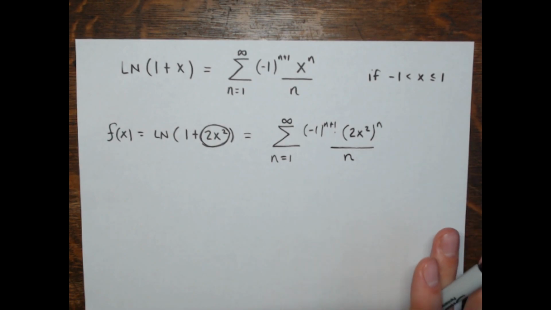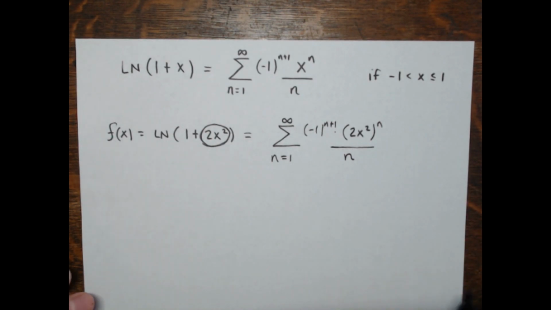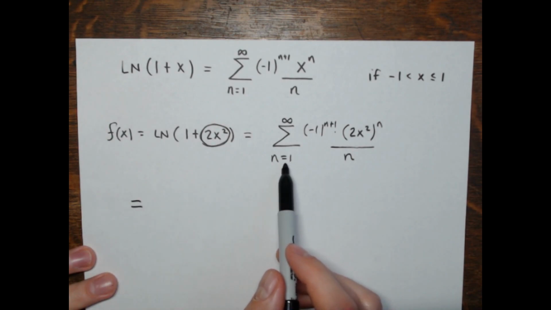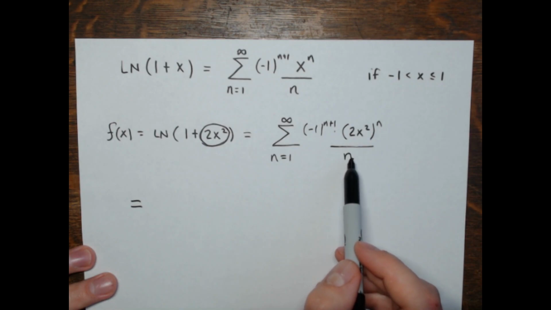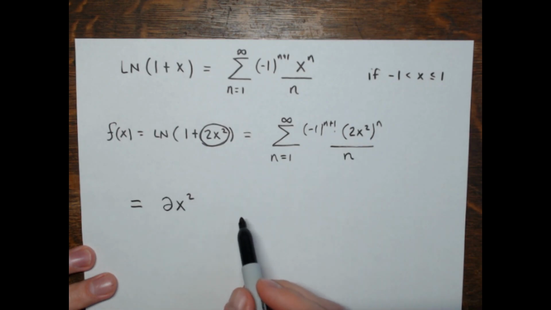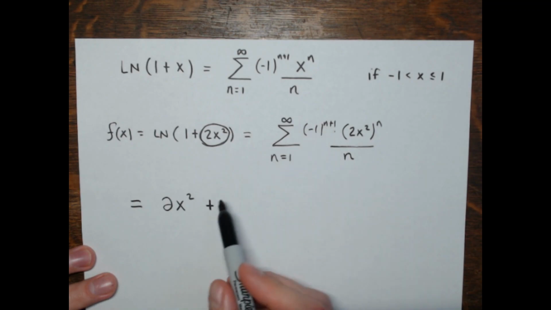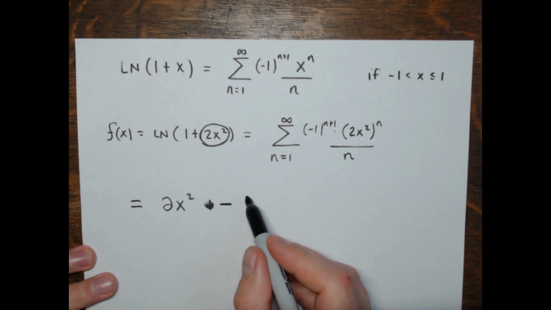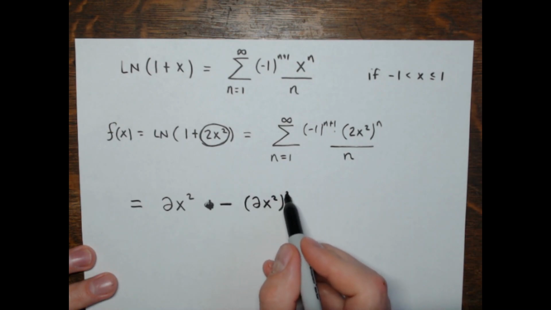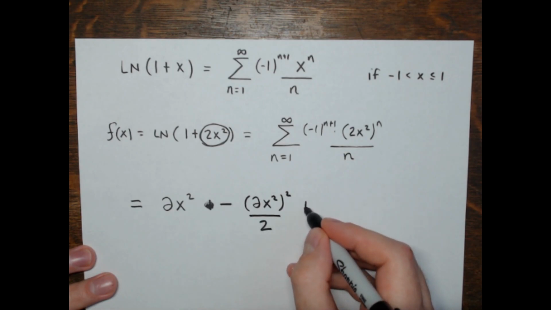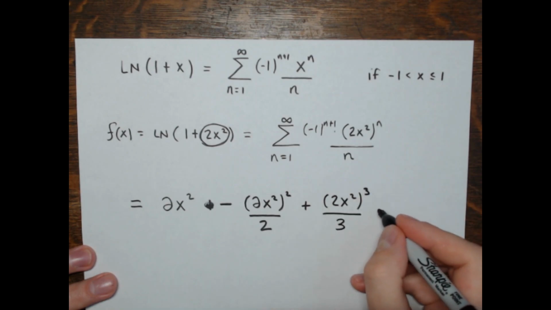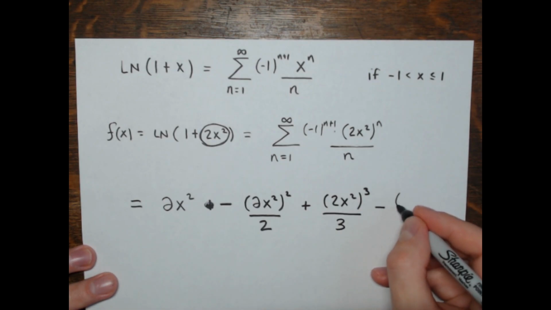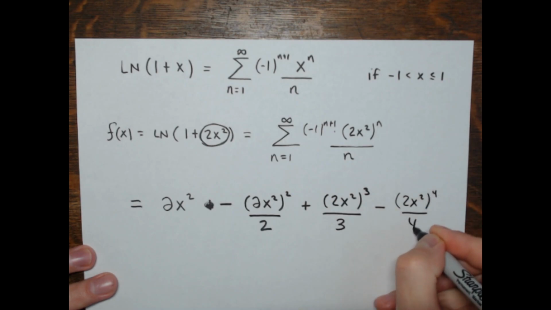Now I know I could write the interval of convergence and whatnot, but they just want the first 4 non-zero terms once again. So when n equals 1, this would be negative 1 squared, so positive, and then 2x squared to the first over 1. So that's 2x squared for the first term. Plus, when n equals 2, we'd have a minus, or negative 1 to the third power, times 2x squared over 2. Then plus, when n equals 3, 2x squared cubed over 3. And then minus, when n equals 4, 2x squared to the fourth over 4, and then plus and so on.